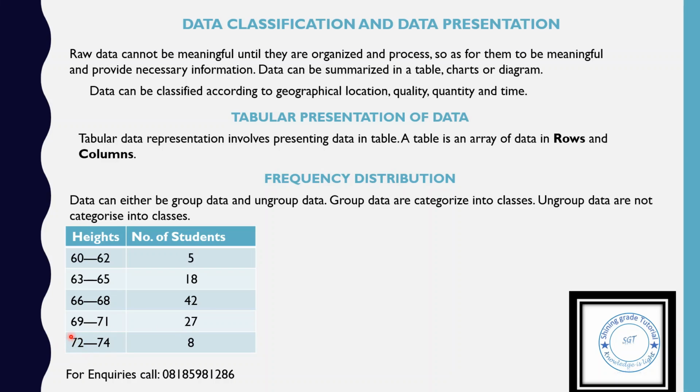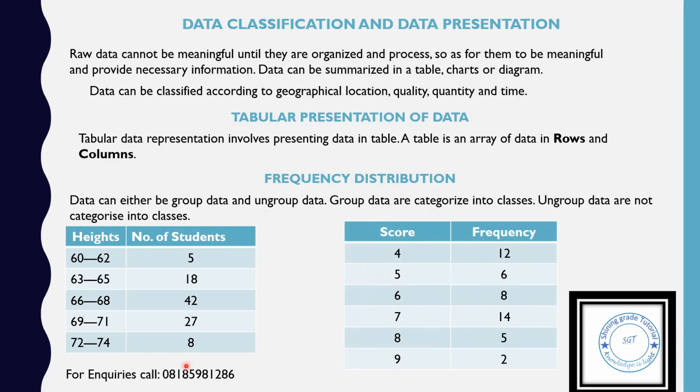Students within the height of 72 and 74 are 8. So this is a very good example of a group frequency distribution. So students are being distributed according to that.